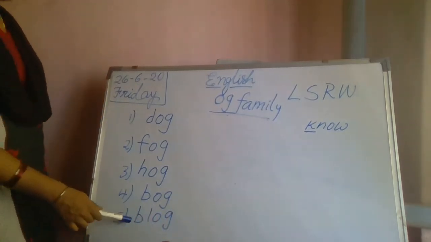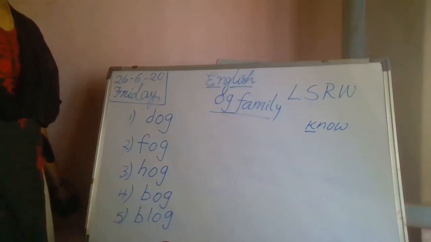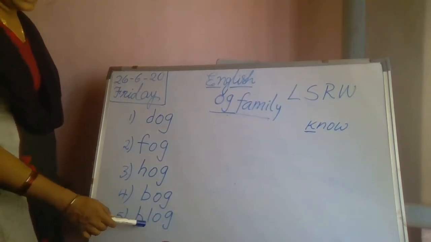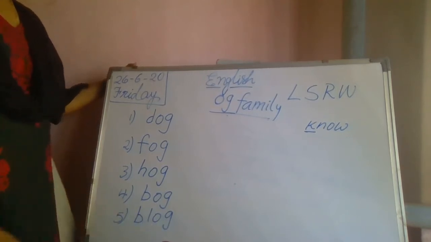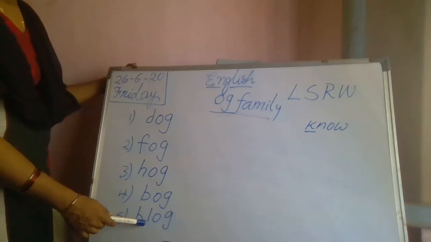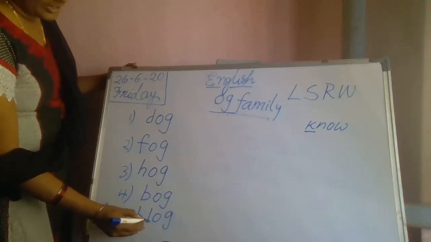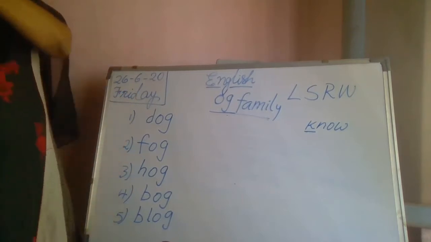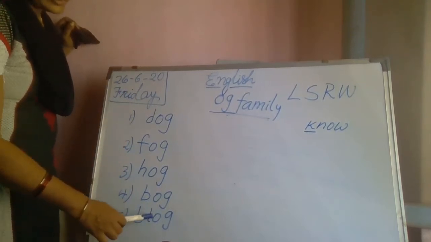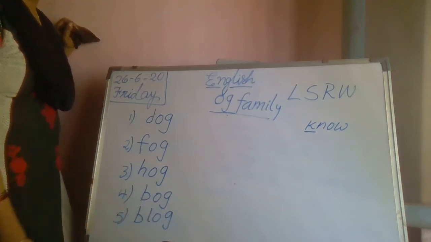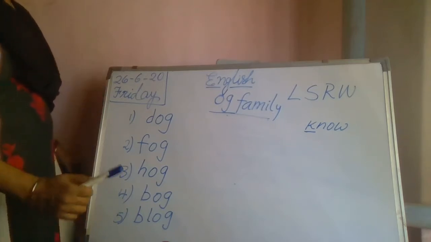Here, see. B-L-O-G, blog. What is the pronunciation? B-L, bla. B plus L. If we join this B to L, the bla sound comes. If we connect this B-L with the og family, how can we pronounce it? Blog.